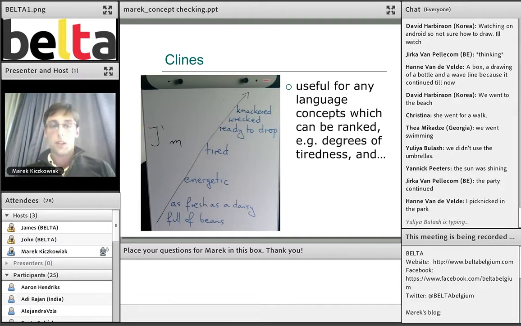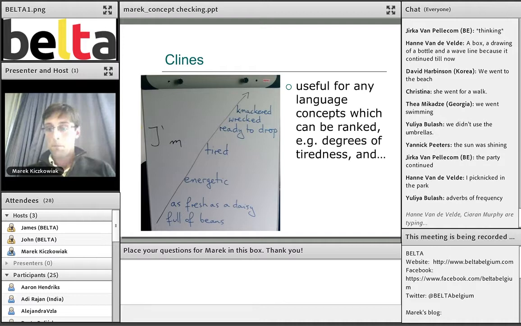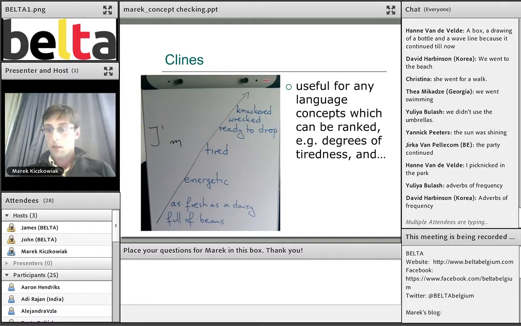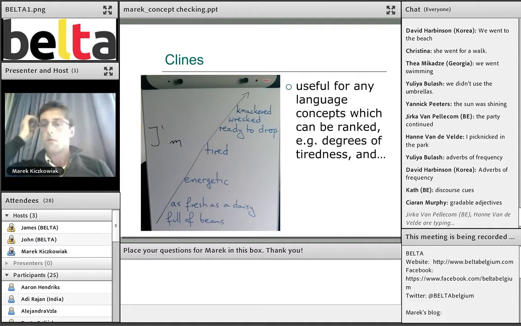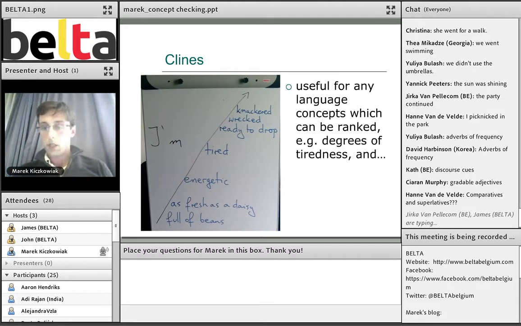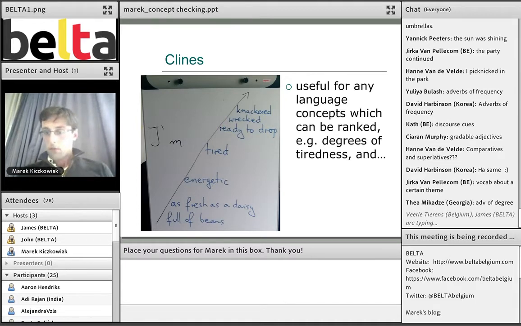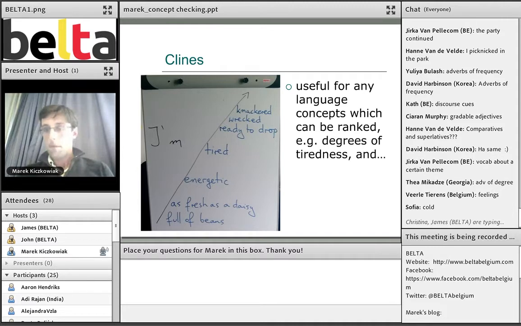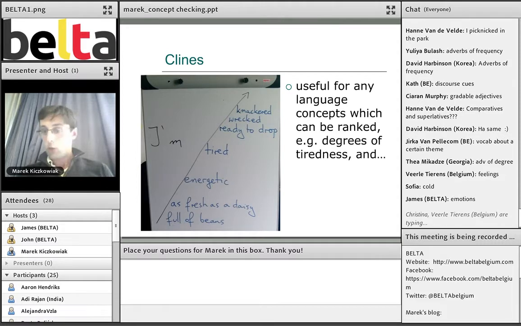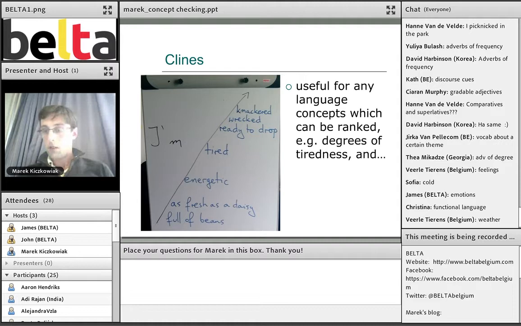Can you suggest any other language that we could concept check with clines? Adverbs of frequency, very good, yeah, absolutely. Gradable adjectives, absolutely. Comparatives and superlatives, yeah. Adverbs of degree, vocabulary about certain things. Feelings, totally, yeah. Cold, yeah. And of course, how hot it is. Emotions, yeah. Functional language, weather. Yeah. And also, we saw the example with I might have. That sort of language we can probably also consider here.